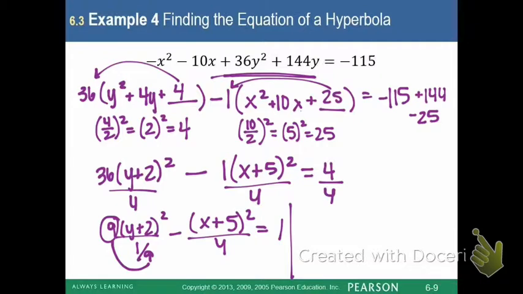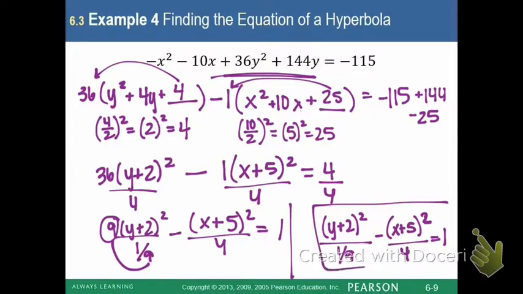So the final equation here is going to be y plus 2 squared over 1/9 minus x plus 5 squared over 4 equals 1. Okay, so if you ever end up with a number still on top of your fraction, you just want to go ahead and move it into the denominator of your fraction, right? Move it into the bottom, and then that way, it would be easier to graph.